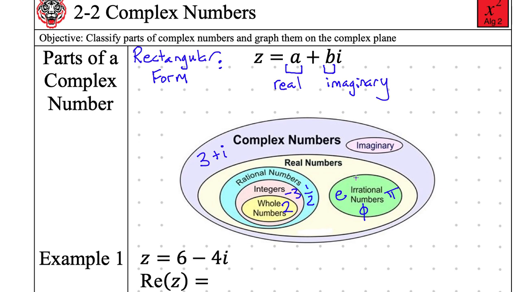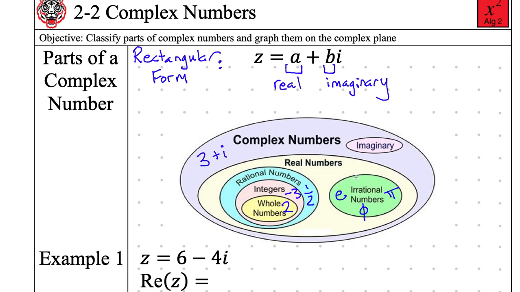But I'll say this again. Pi is both an irrational number, it's a real number, and it's a complex number. Pi is a complex number. 2 is a complex number. 3 plus i is also a complex number, but 3 plus i is not a real number. Nod your heads. We're awake.